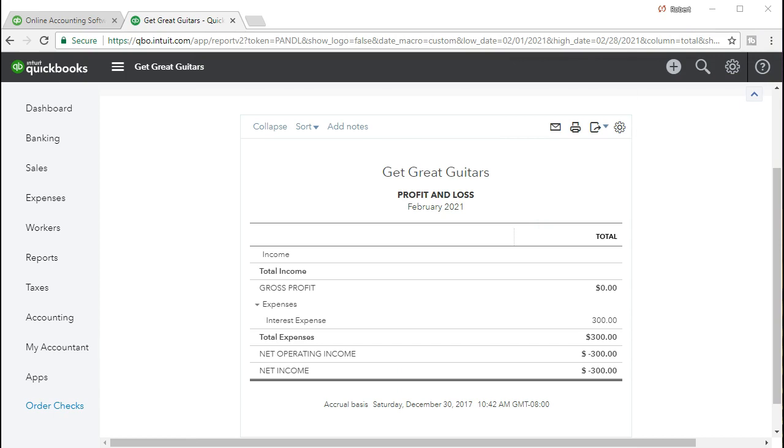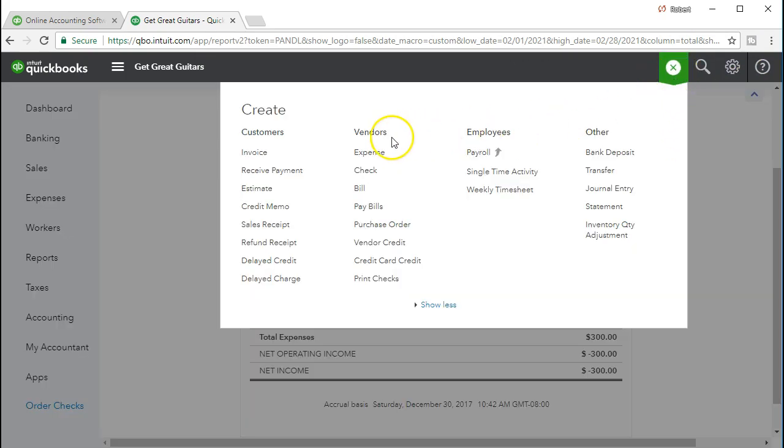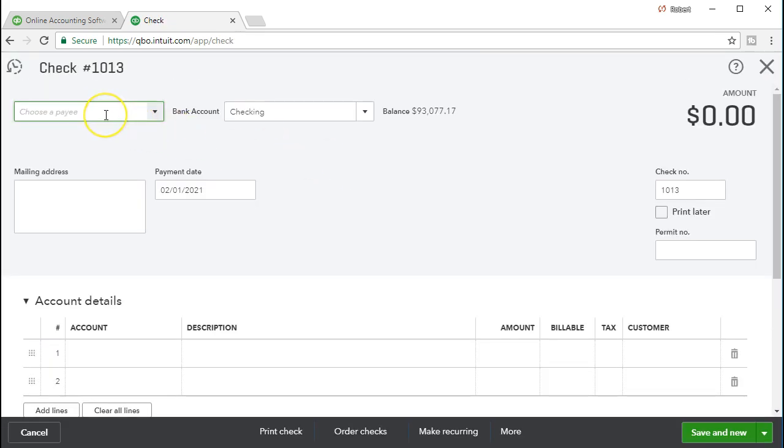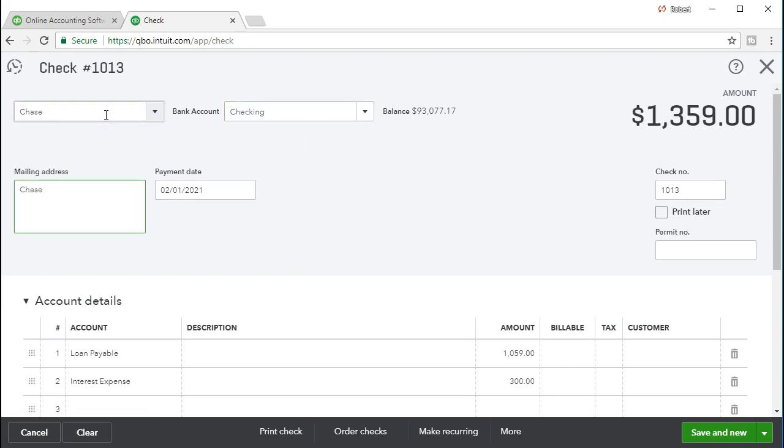So we're going to go back to our system here. We're going to go up top to the plus, and we're going to go to the vendors and check. And we're going to write another check also to Chase Checking account. The date is going to be 02/28/21. It's going to be that for the check number.